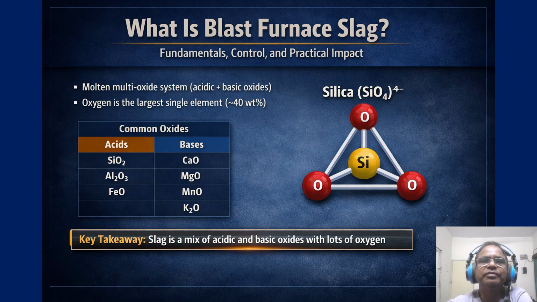As you can see, slag is not just waste. It's a complex, high temperature mixture of oxides. On this slide, you see the main players: acids like silica and alumina, and bases like lime and magnesia, both segregated in different columns, and even some iron and manganese oxide. What's interesting is that oxygen is actually the largest single element in slag, about 40% by weight.